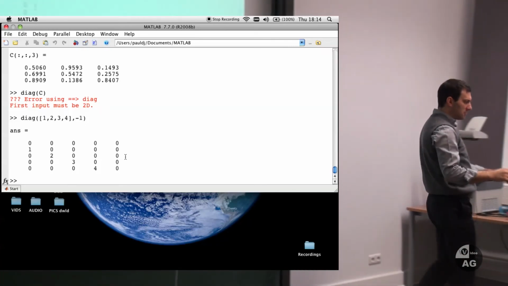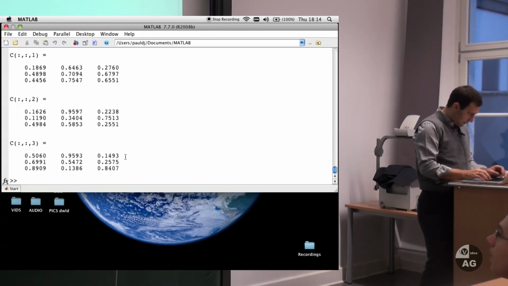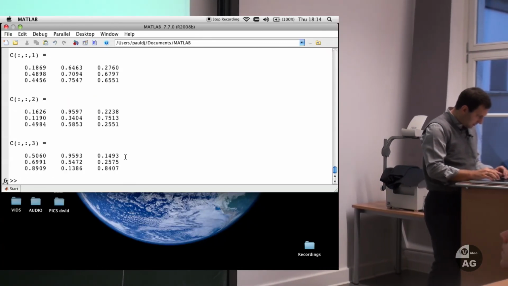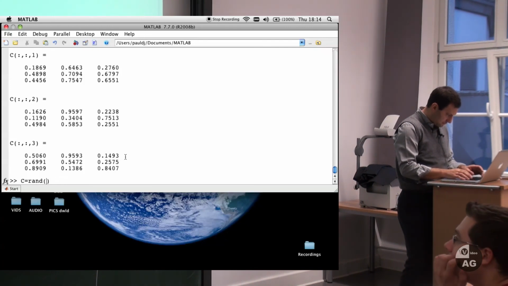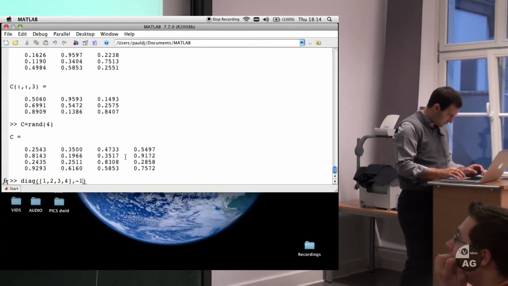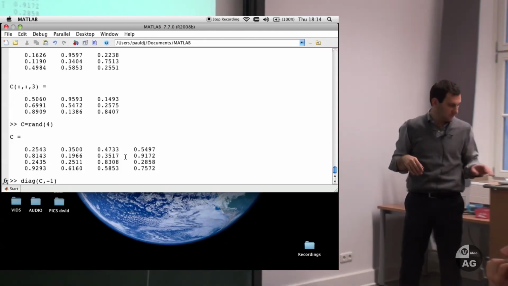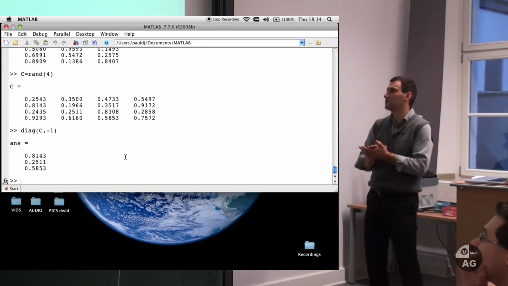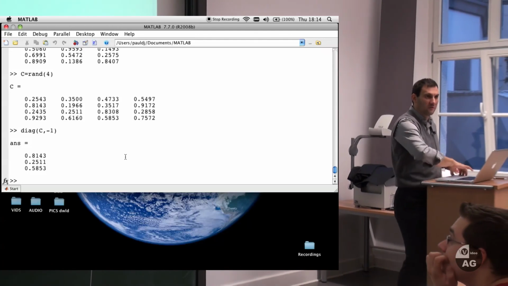And now I'm just curious, I don't know. No, now C is a mess. I don't know what this does. I hope this takes the subdiagonal of the C. Yes, it works perfectly. Okay, enough of this. I just wanted you guys to be aware of these things.